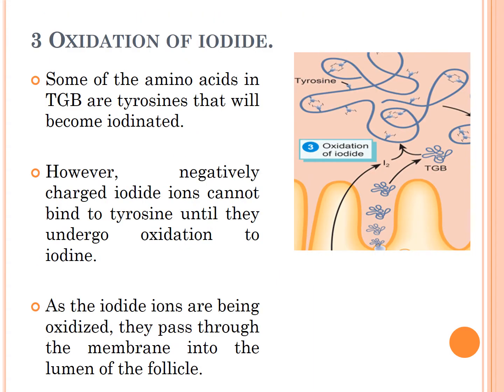Third step is oxidation of iodide. Some of the amino acids in the TGB, but particularly tyrosines, will become iodinated. But negatively charged iodide cannot bind to tyrosine until it undergoes oxidation to iodine. Iodide cannot bind to tyrosine, so oxidation is required. As iodide is being oxidized, it passes through the membrane and goes into the lumen of the follicles.